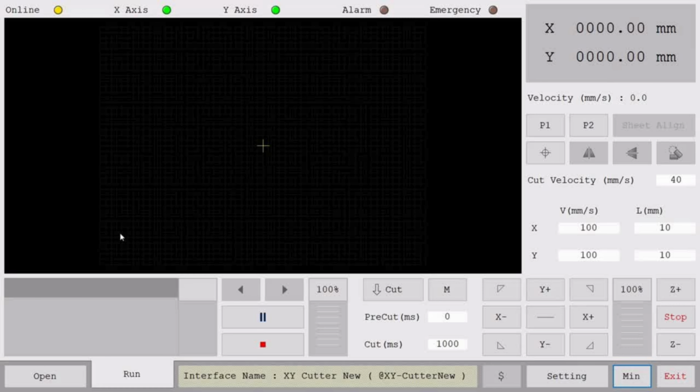If you have defined an emergency input and it becomes activated, this red light will turn on as well, indicating an emergency condition. If no emergency input is configured in your system, this indicator will remain unused.